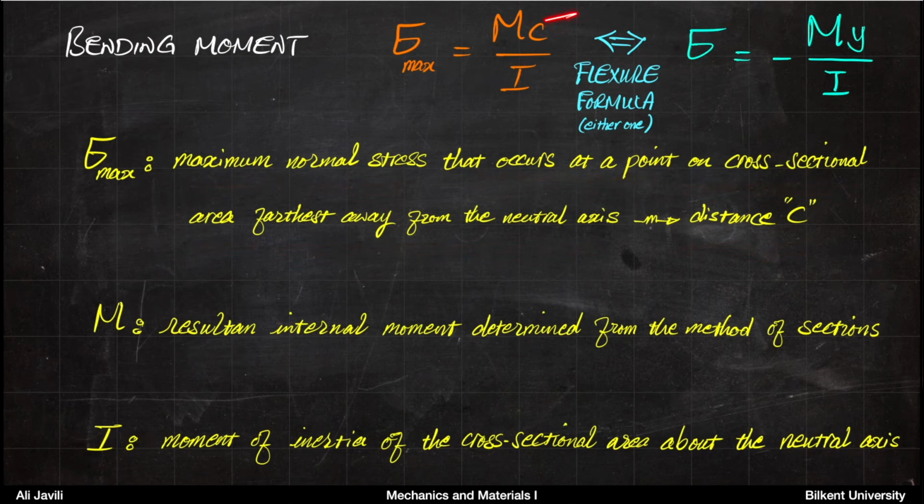M in the formula is the resultant internal moment that we have determined from the method of sections, and we have learned how to do that by drawing shear and moment diagrams. The last thing here is I, the moment of inertia for the cross-sectional area about the neutral axis. What we want to do next is to learn how to calculate the moment of inertia I.